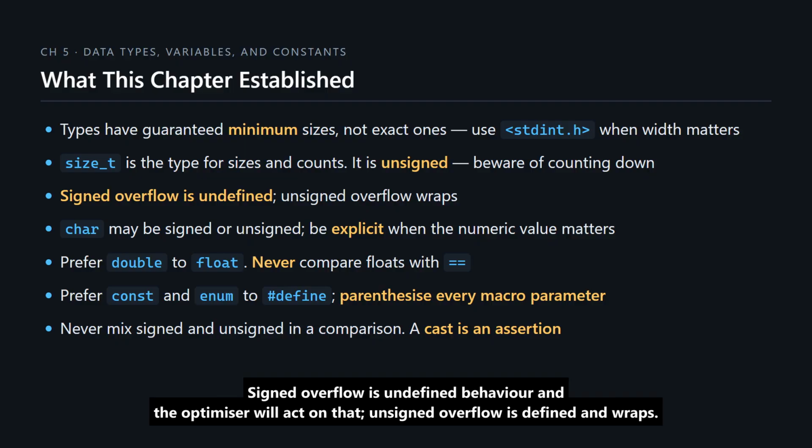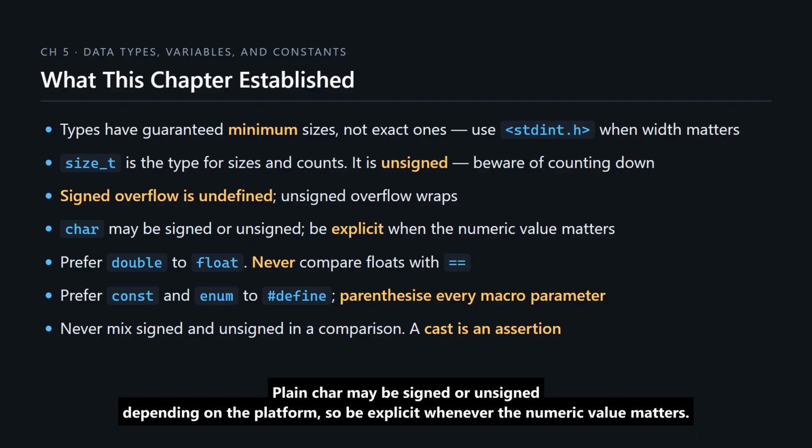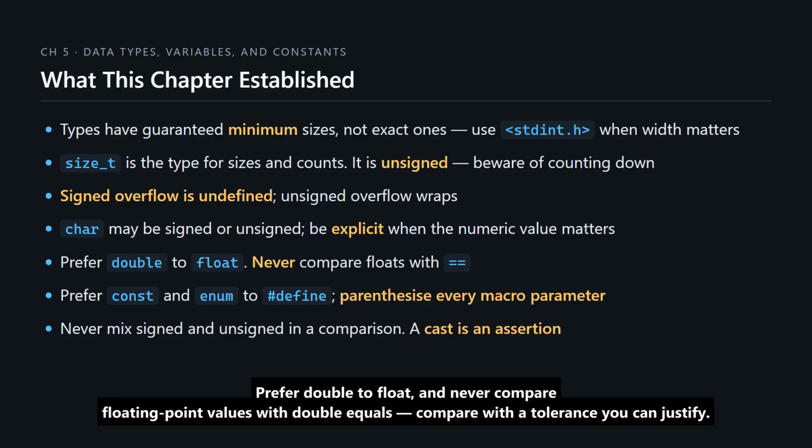Signed overflow is undefined behavior and the optimizer will act on that. Unsigned overflow is defined and wraps. Plain char may be signed or unsigned depending on the platform, so be explicit whenever the numeric value matters. Prefer double to float, and never compare floating point values with double equals. Compare with a tolerance you can justify.